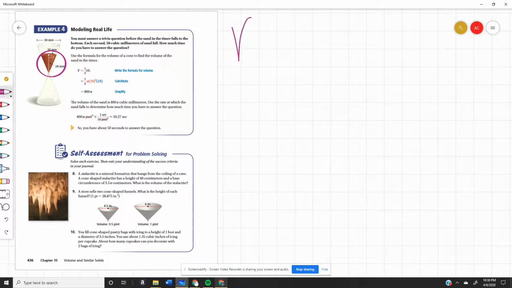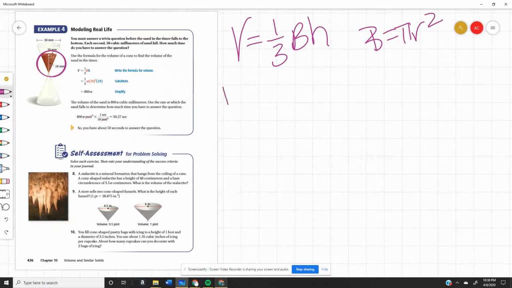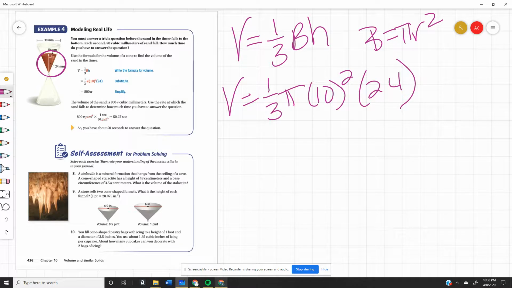Okay, so we're going to write a formula. Volume equals 1/3 area of the base times height. And then we know that we can sub in pi r squared for the area of the base. So V equals 1/3 pi. Our radius in this case is 10, so 10 squared times the height right there that we see is 24. Okay? So 10 squared is 100. 100 times 24 is 2400. And a third of that is going to be 800. So we're going to have V equals 800 pi. Okay? And we're just going to leave it right there for a minute.